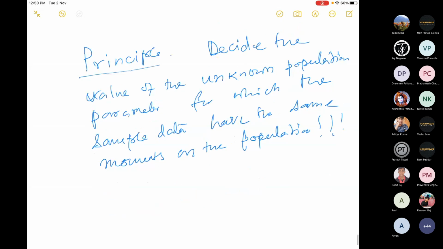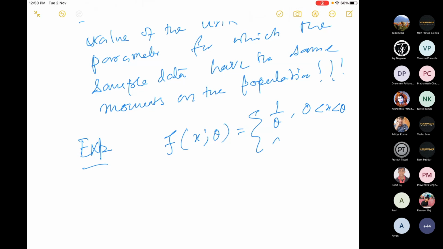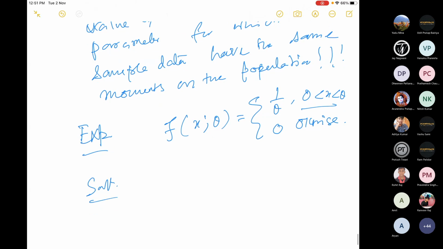Okay, and the most important example. The most important example is this one, because I mean why it is important, I'll say this later. So this is the uniform distribution, let's say 0 less than x less than theta, and 0 otherwise. So from 0 to theta it is 1 by theta, and otherwise it is 0. Now, what is the estimator? Can anybody tell me what is the estimator for this theta here?